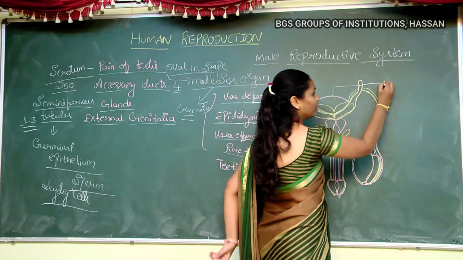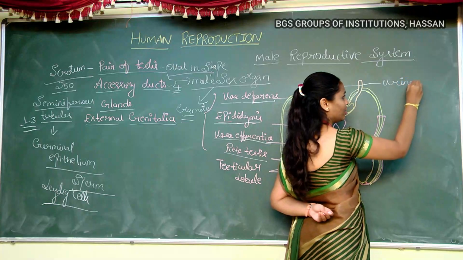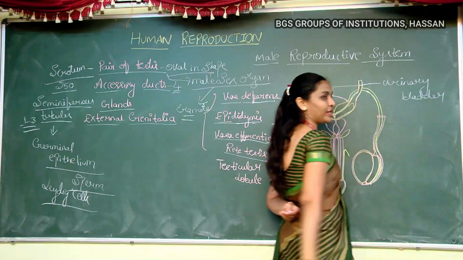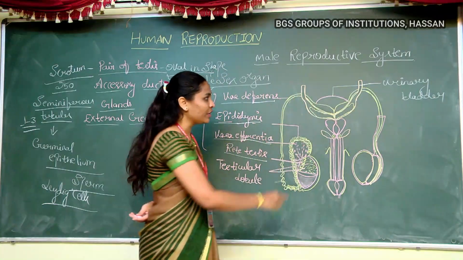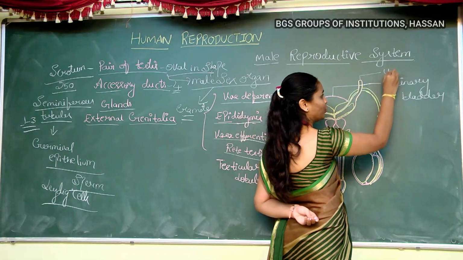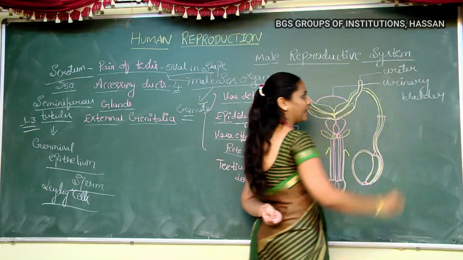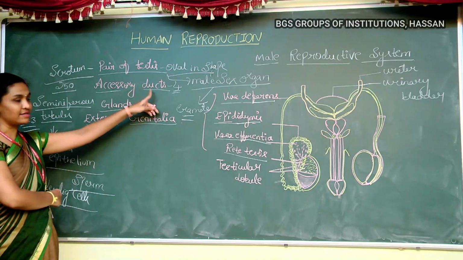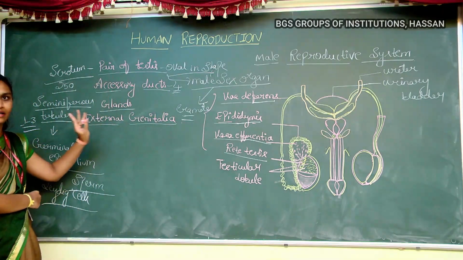This is urinary bladder. Here there is a presence of urinary bladder. The vas deferens ascends into abdomen and loops over urinary bladder, and this is ureter. These are accessory ducts. There are 4 accessory ducts.